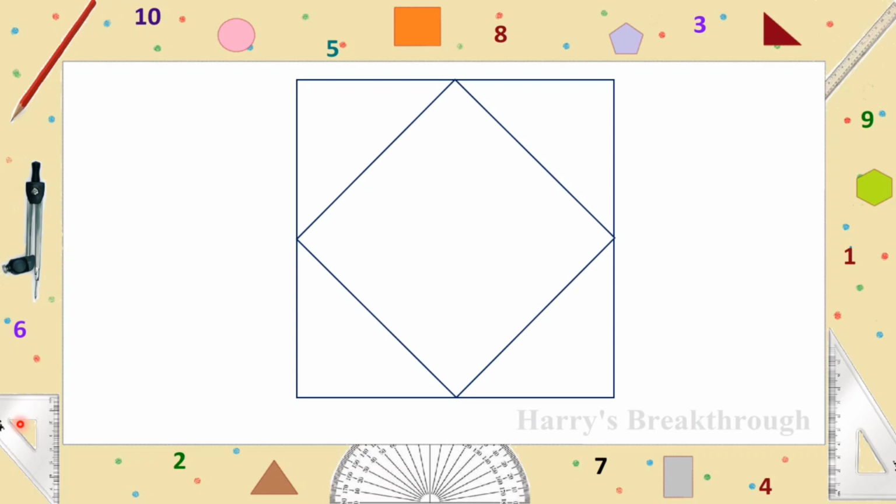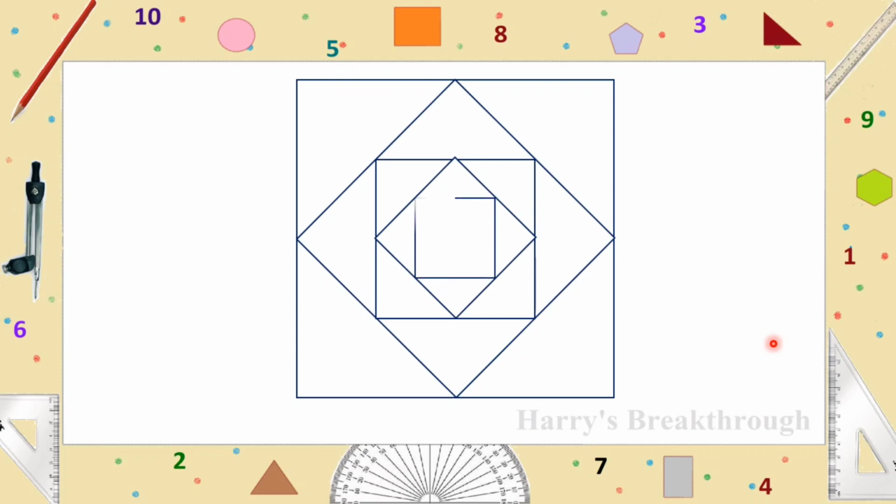Again, you continue this process. Mark the midpoints of these sides and then join. Then you will get another small square. By continuing this process, you will get small squares inside this. Here you got a pattern like this.